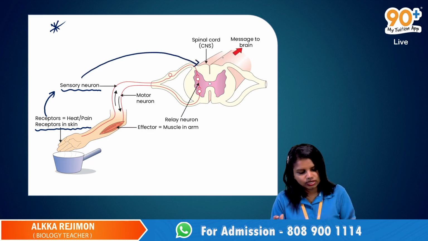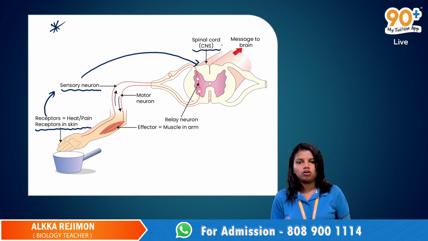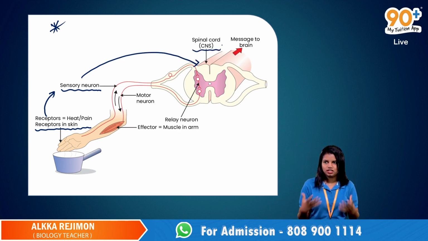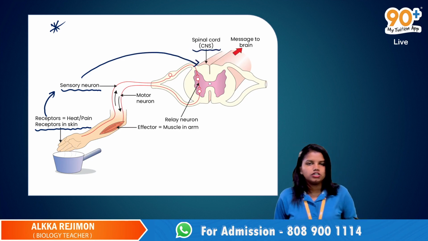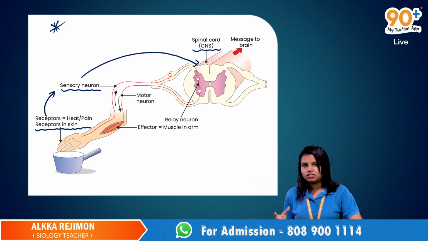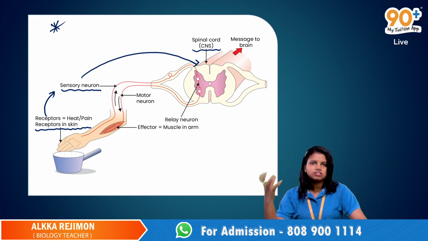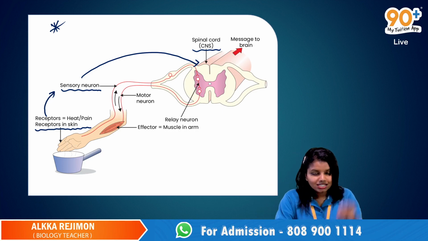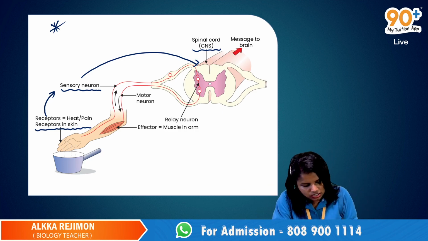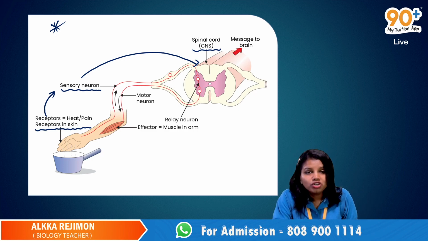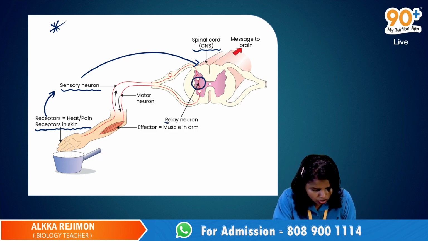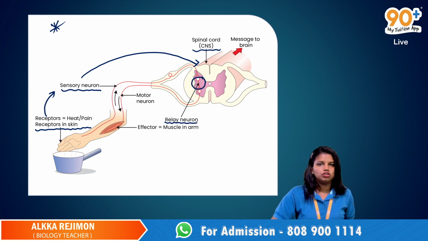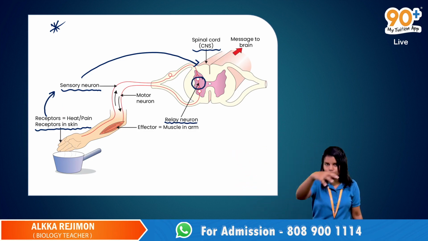The sensory neuron carries this information the whole way to the spinal cord. Here you can see the spinal cord, our major central nervous system, right? So the spinal cord gets activated and gets the message that some emergency is there. Inside the spinal cord, the sensory neuron communicates this information with another neuron, which is called the relay neuron.